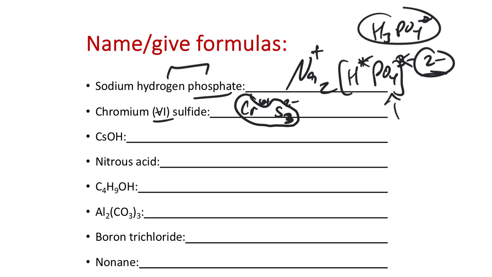What about cesium? Well, I just gave the element away, but cesium is what Cs plus is. What about OH minus? That's cesium hydroxide.